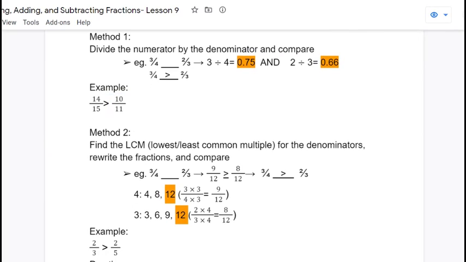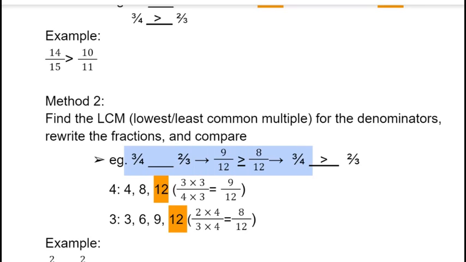Method 2 is finding the LCM, or the lowest or least common multiple, for the denominators, rewriting the fractions, and then comparing. Using the same examples here, you can see that we get the same answer regardless of the method we use. Starting with the multiples, when we list the multiples of 4, we get 4, 8, and 12, and that's about it. And for 3 it's 3, 6, 9, and 12. We talked about multiples in a previous lesson, which I will link here on the screen. We stop at 12 because there are many more multiples of 4, but 12 is also common to 3, and that's the least common multiple.